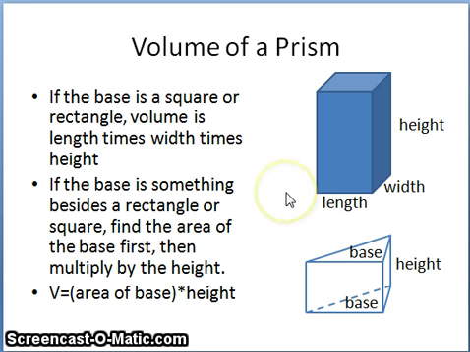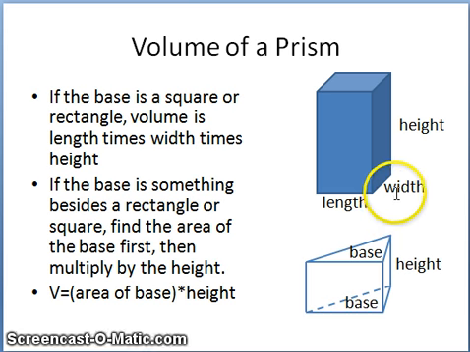Okay, so if the base is something besides a rectangle, it would be like this one here where it's a triangle. So if the base is a rectangle or a square, then you can just do length times width times height. If the base is not a rectangle, you'll be finding the area of the base separately and then multiplying by the height.